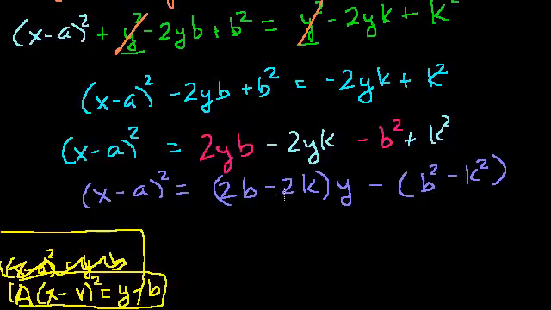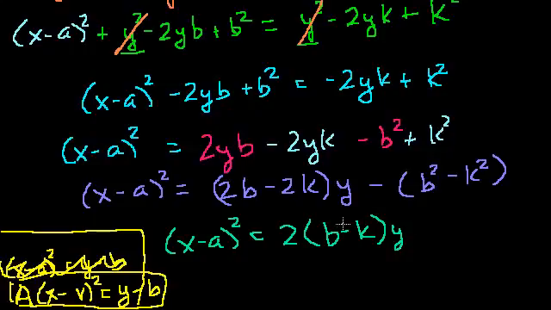Yeah, I can factor out a 2. So then the whole thing becomes (x minus a) squared is equal to 2 times (b minus k) times y minus, and now this is the difference of squares, this is (b plus k) times (b minus k). You might want to review factoring polynomials if that doesn't look familiar. But this is (b plus k) times (b minus k).